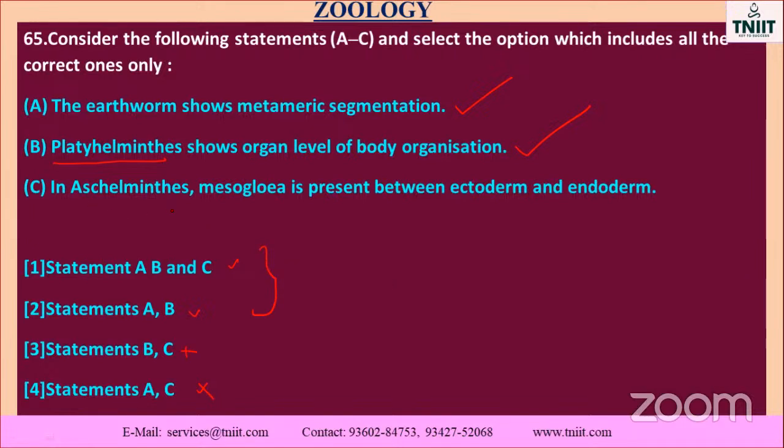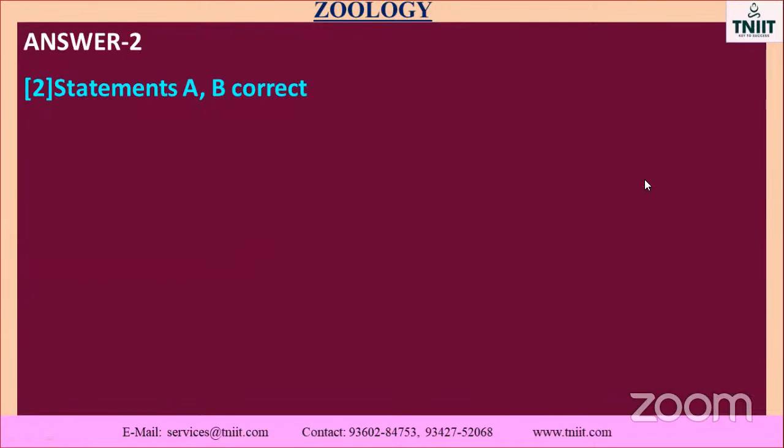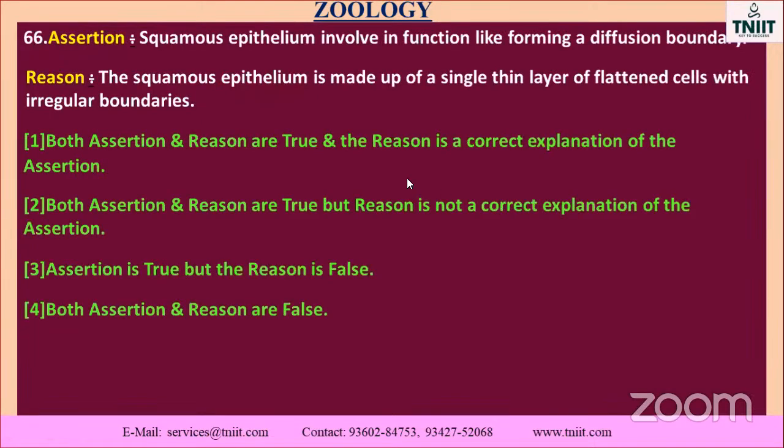In Aschelminthes, mesoglea is present between ectoderm and endoderm. No. So which option is the correct answer? The statements A and B are the correct answer. The second is the wrong answer. So A and B only are correct. This one is the wrong answer, my dear. Go to the next one.